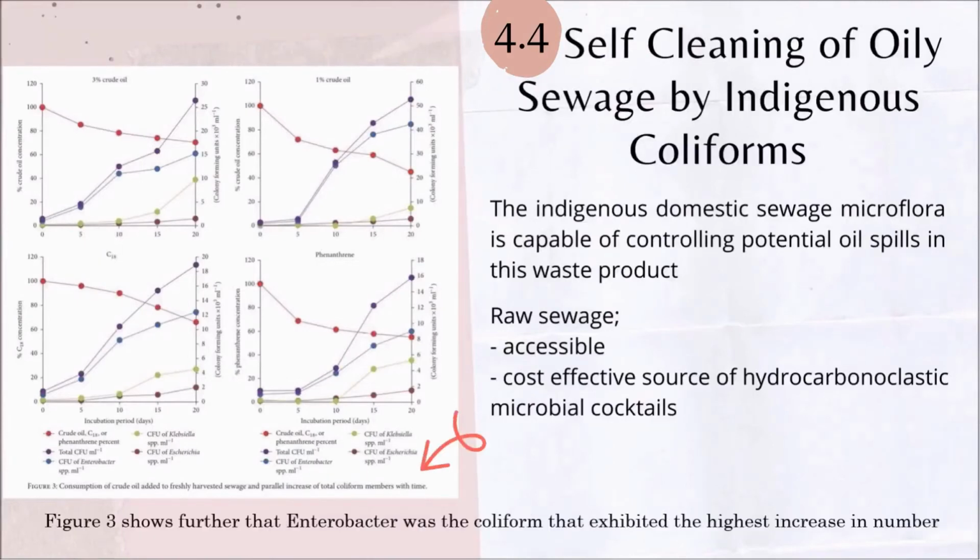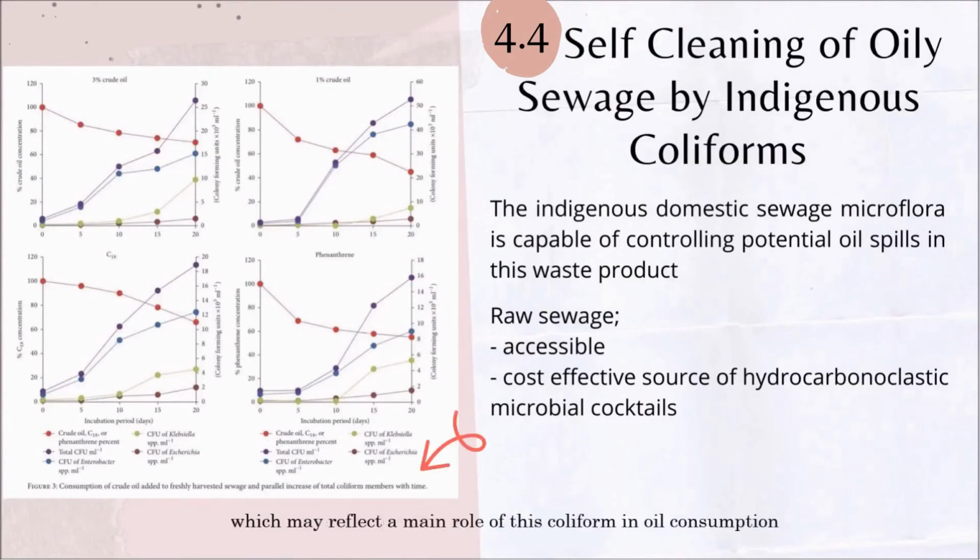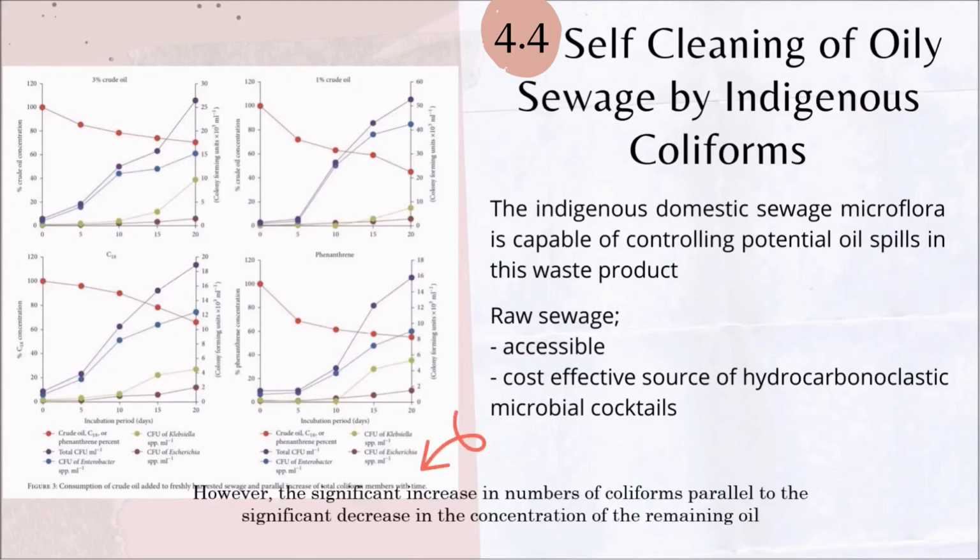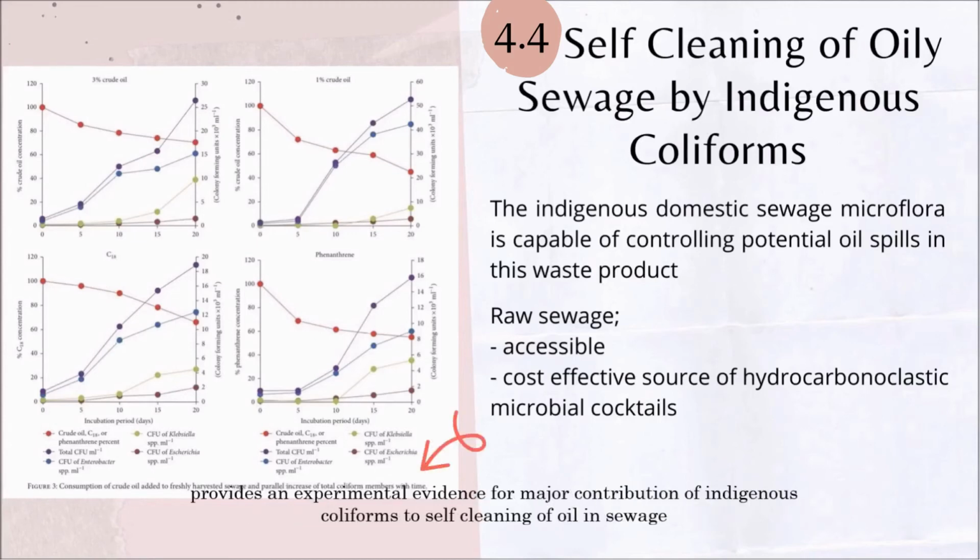Figure 3 shows further that Enterobacter was the coliform that exhibited the highest increase in number, which may reflect a main role of this coliform in oil consumption. However, the significant increase in numbers of coliforms parallel to the significant decrease in the concentration of the remaining oil provides experimental evidence for a major contribution of indigenous coliforms to self-cleaning of oil in sewage.